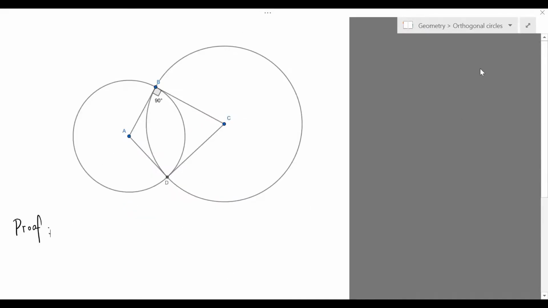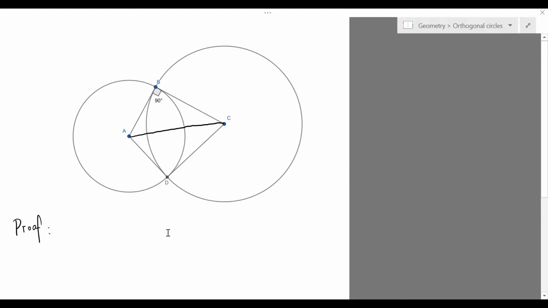To prove this claim, let's join point A and point C, which are the centers of those two circles respectively. By joining those 2 points, we bring in 2 triangles, ABC and ADC. If we could show that these 2 triangles are congruent to each other, then the corresponding angles ABC and ADC will have to be congruent to each other. Hence, the angle ADC would have to be a right angle as well.